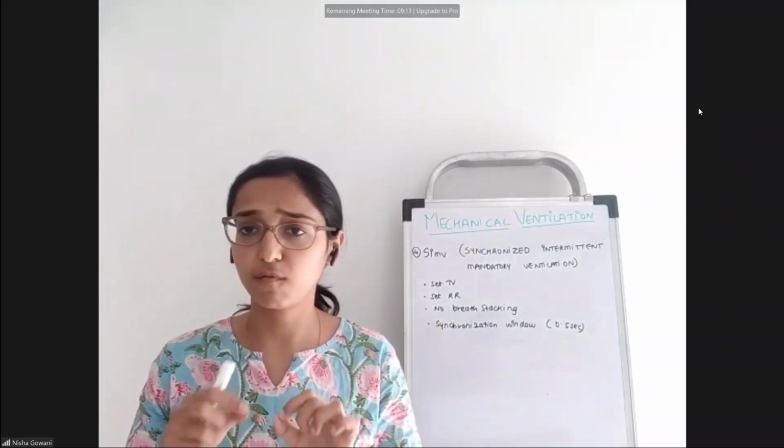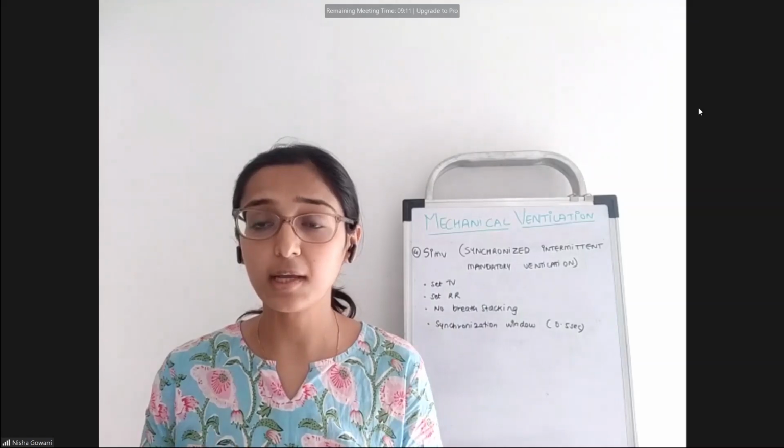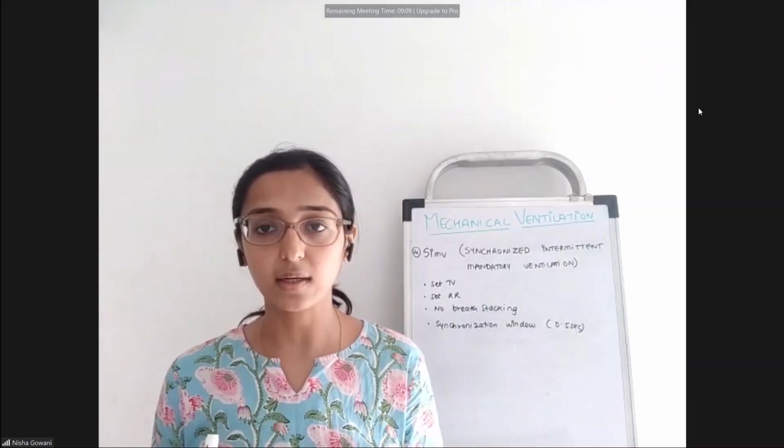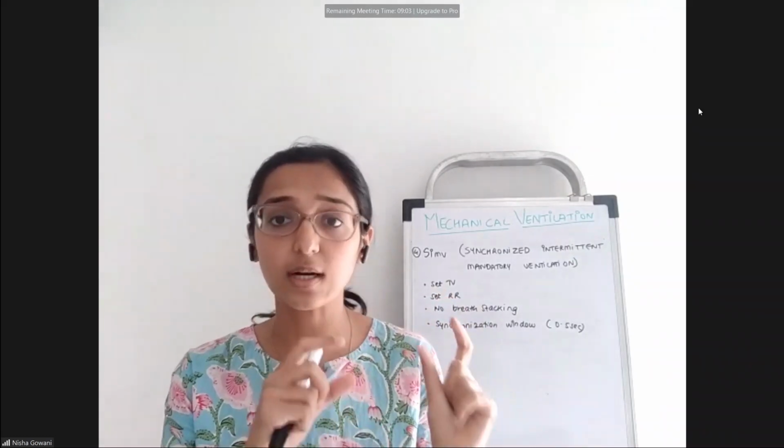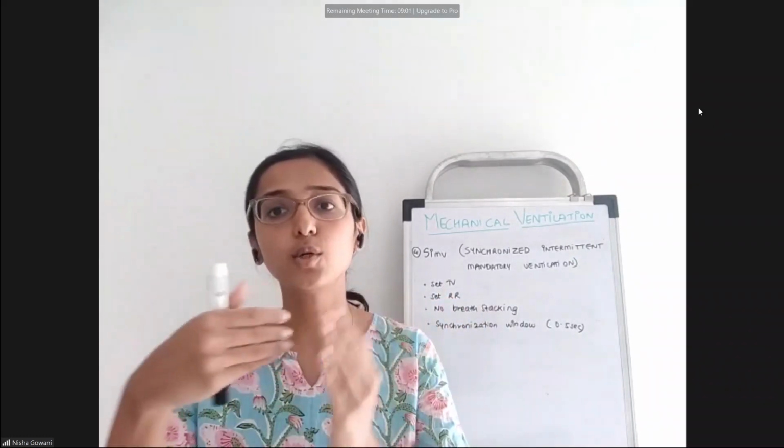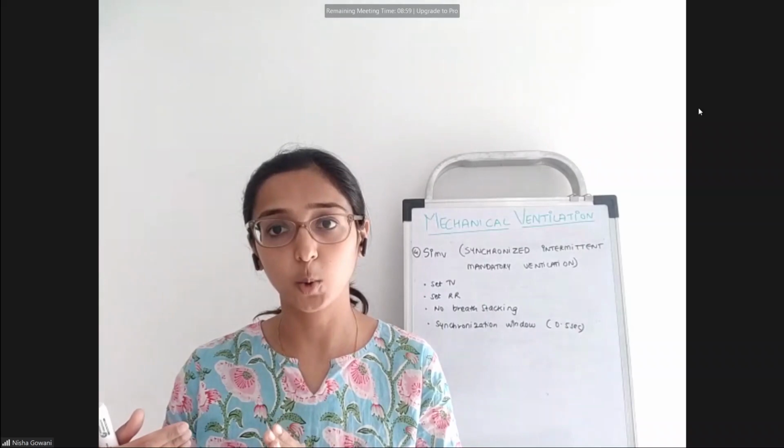The SIMV mode is a very popular mode for weaning of the patient from the mechanical ventilator. So usually the first mode that we go for is the AC mode, the assist control mode, and gradually you wean off the patient to the SIMV mode.